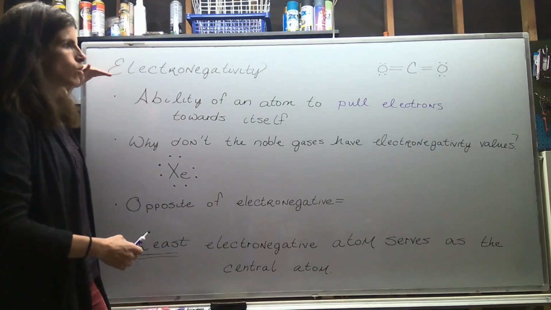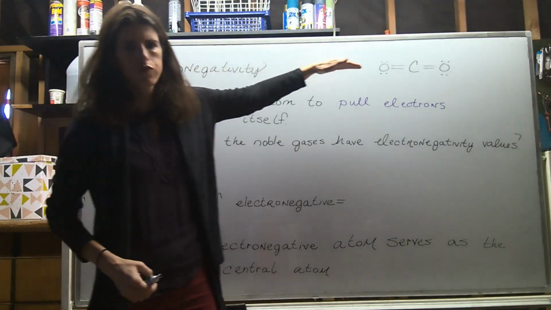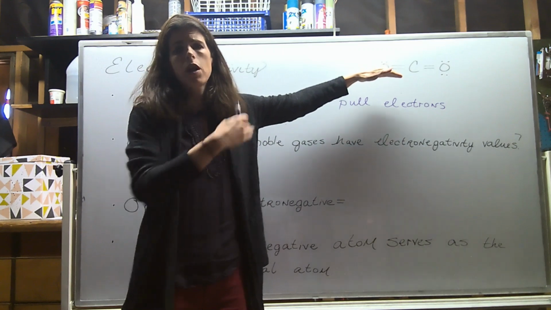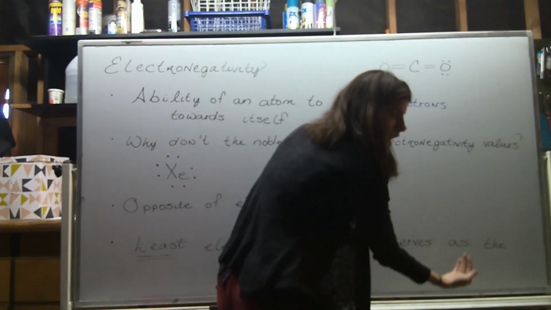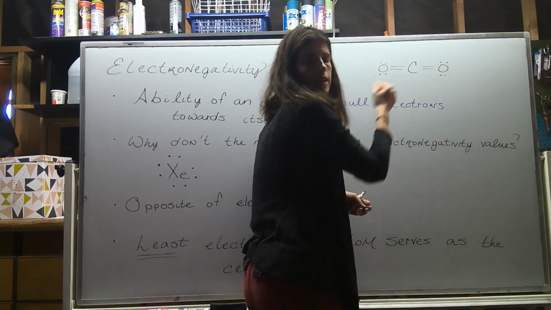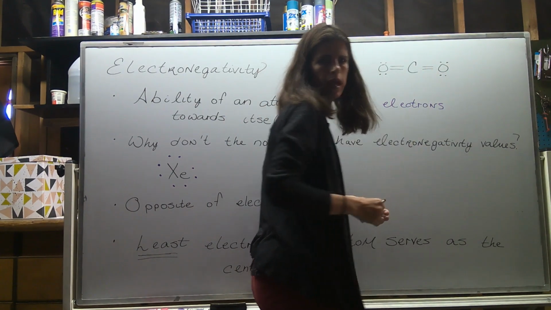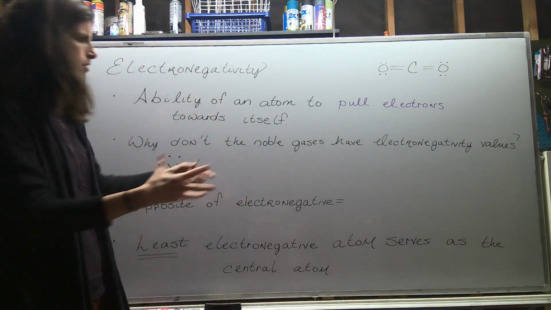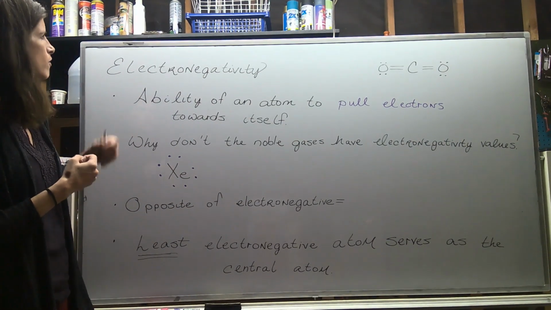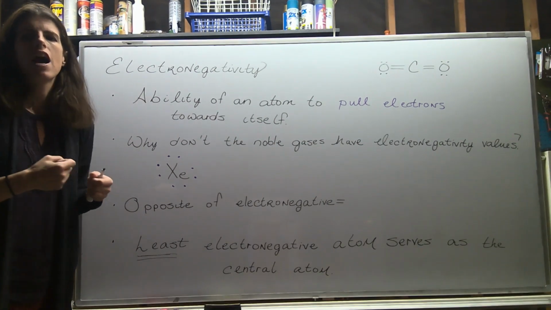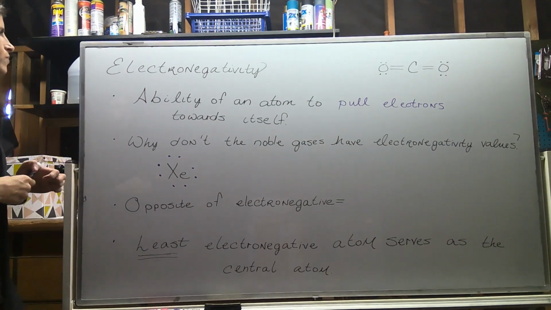So as you go across the row towards fluorine, the atoms become more and more electronegative. And as you go up towards fluorine, they become more and more electronegative as well. Fluorine is the biggest hog on the periodic table. Kind of think of electronegative atoms as hogging the electrons.